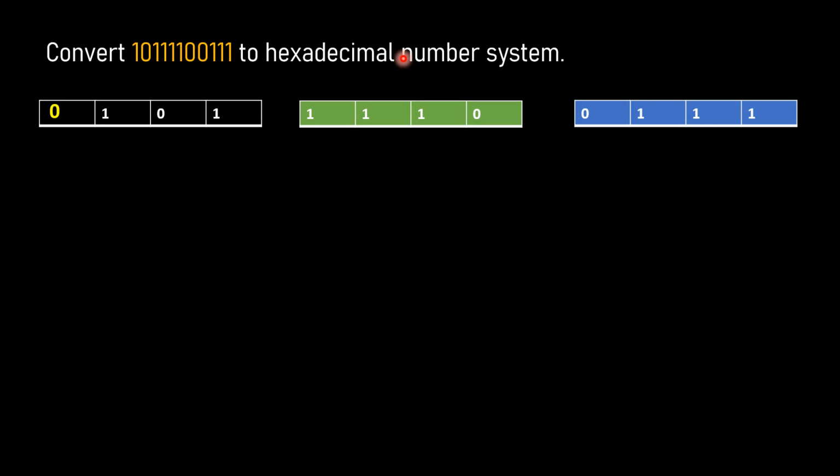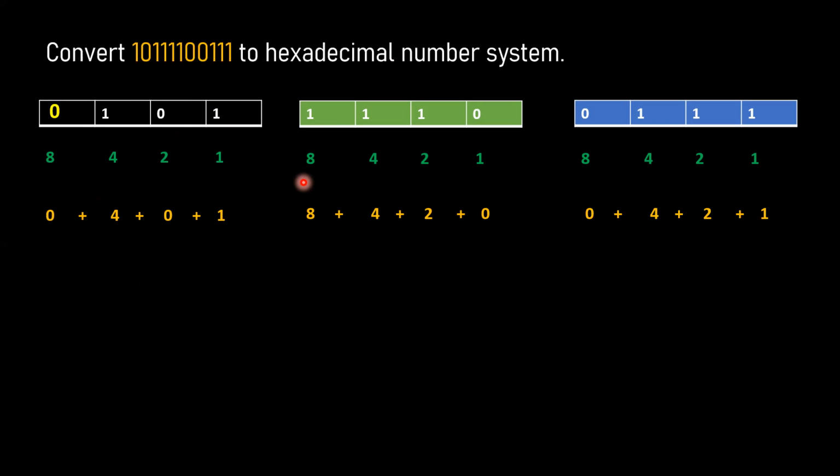Next, proceed with multiplying from right to left with 1, 2, 4, 8. Now their products, 0 times 8 is 0. For this is 4, 0. This is 1. Next, 1 times 8 is also 8. 1 times 4 is 4. 1 times 2 is 2. And 0 times 1 is 0.